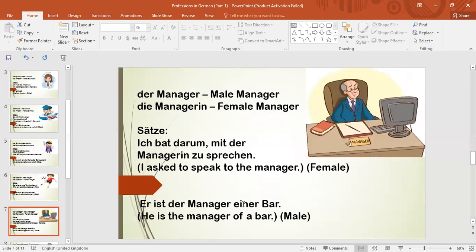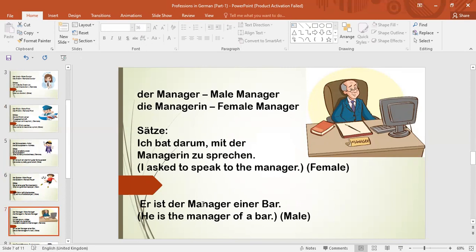Okay. Next profession we have manager. You can pronounce this like in English, but we are pronouncing it as Manager. So der Manager is a male manager, and if we add in here, then die Managerin is a female manager. Okay, here are the sentences. Ich bat darum, mit der Managerin oder Manager zu sprechen. So I asked to speak to the manager. It's for the female one because we have used here Managerin.